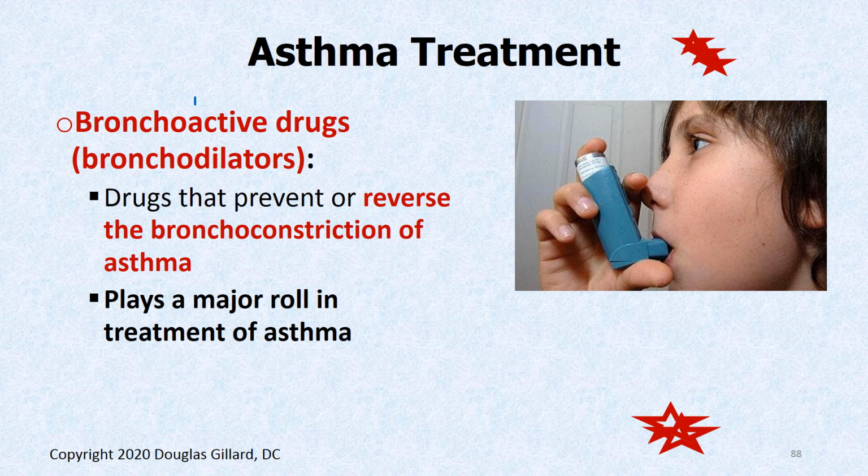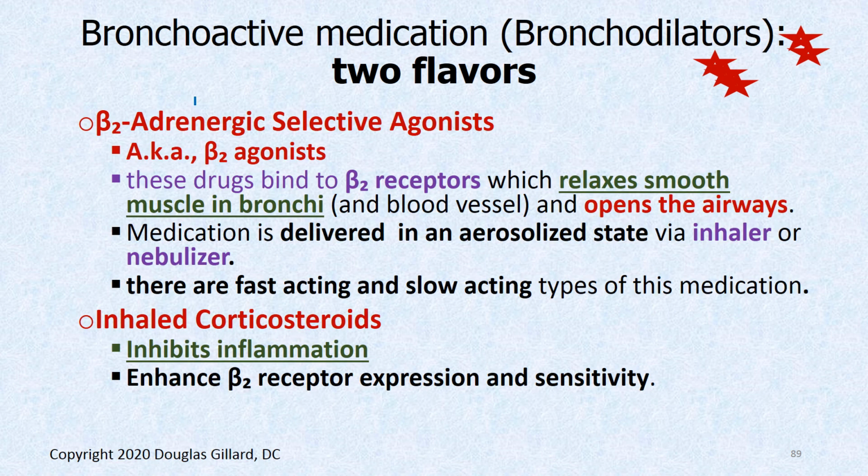What's the treatment? Bronchoactive drugs like bronchial dilators are the key. They try to reverse the bronchial constriction, and they're major. There's one that's a huge drug. But let's go through the two classes of these a little bit. We'll do a little physiology, I guess.